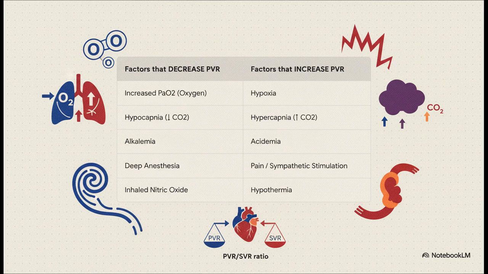And that, in turn, dictates the direction of blood flow through their shunt. For instance, if we increase their FiO2 or hyperventilate them, we'll drop their PVR and increase left to right shunting. But on the flip side, things we see all the time, hypoxia, hypercarbia, or even just a painful stimulus, will raise their PVR, and that can worsen a right to left shunt and make them cyanotic.